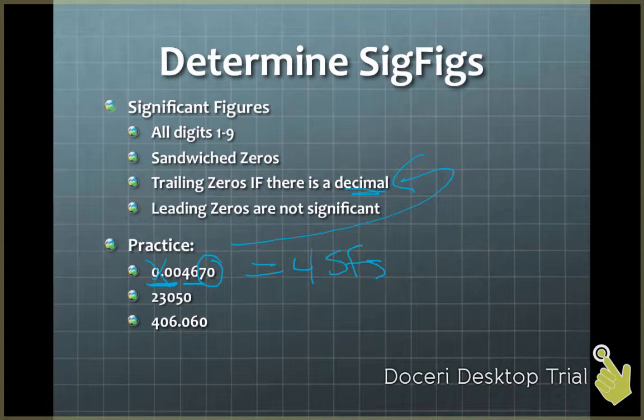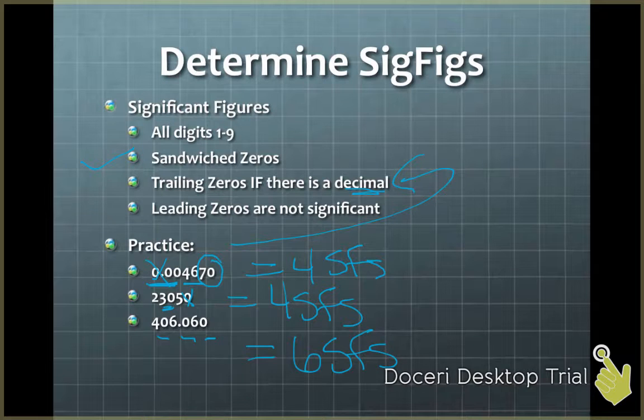Okay, the next one, we have a sandwich 0, which is significant, and a trailing 0. Trailing zeros are, again, only significant if there's a decimal. There's no decimal, so this 0 is not significant. So that gives us 4 significant figures again. And then the next one, we have 2 sandwich zeros, which are always significant, and another trailing 0 with a decimal. So all of these digits are significant, so we're going to have 6 significant figures in this one.